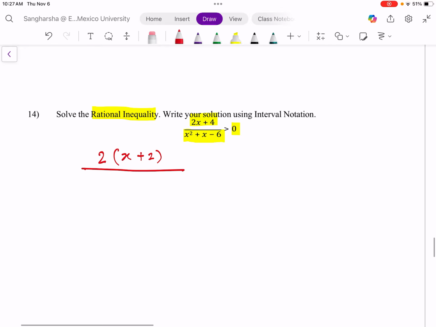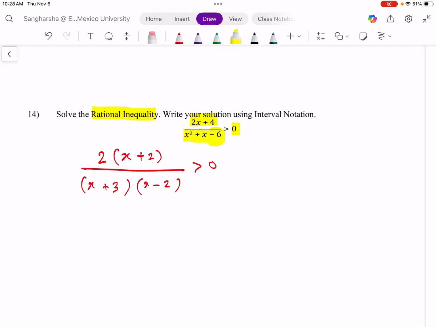Now for our denominator, we use FOIL. This is a quadratic. x is the first term. Now can we find two numbers whose product is negative 6 and sum is positive 1? 3 has to be positive, 2 has to be negative, right? Greater than 0. We have the factors.